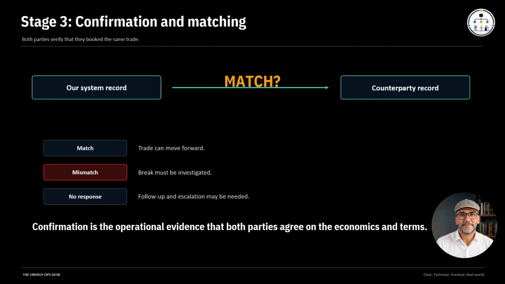Once the trade is captured and validated, the next major control is confirmation. A confirmation is the formal document or electronic message that records the agreed trade terms between both parties. Matching means comparing our internal trade record against the counterparty's record. The question is, do both sides agree on the same deal? If there is a mismatch, it needs to be investigated and resolved quickly. Common mismatches include prices, volume, delivery dates, location, counterparty, contract reference, or payment terms. Confirmation is one of the most important controls in the life cycle because it reduces disputes and protects the company from operational and financial errors.